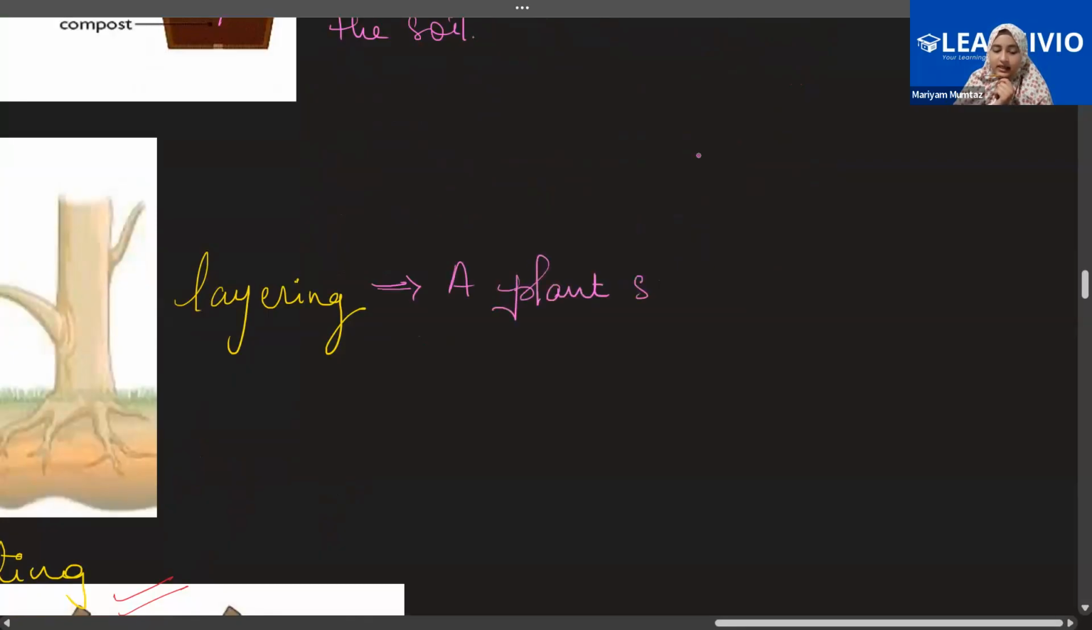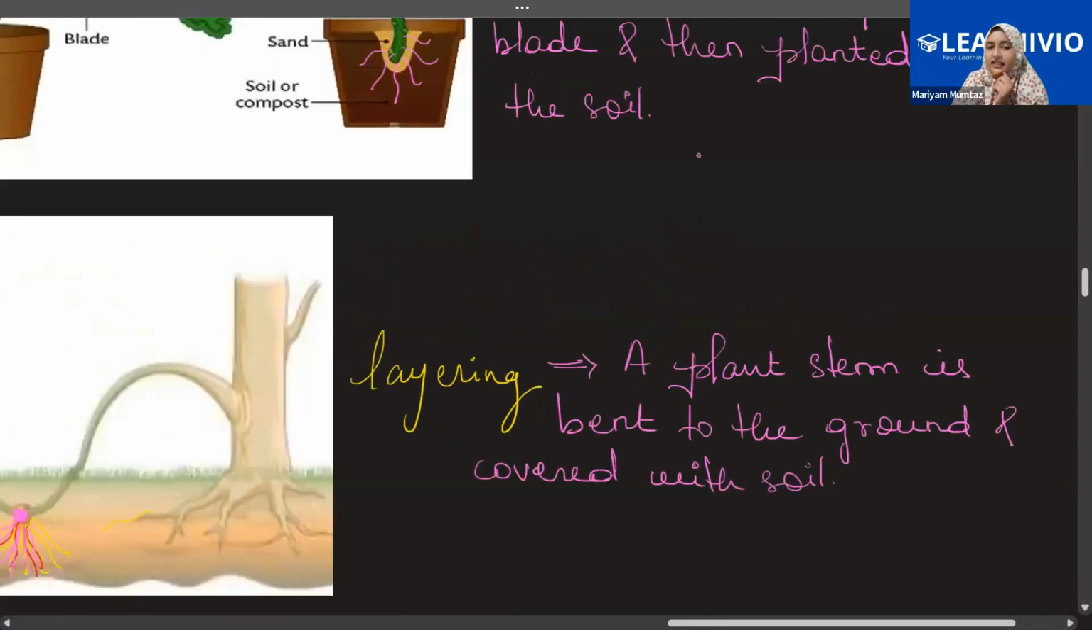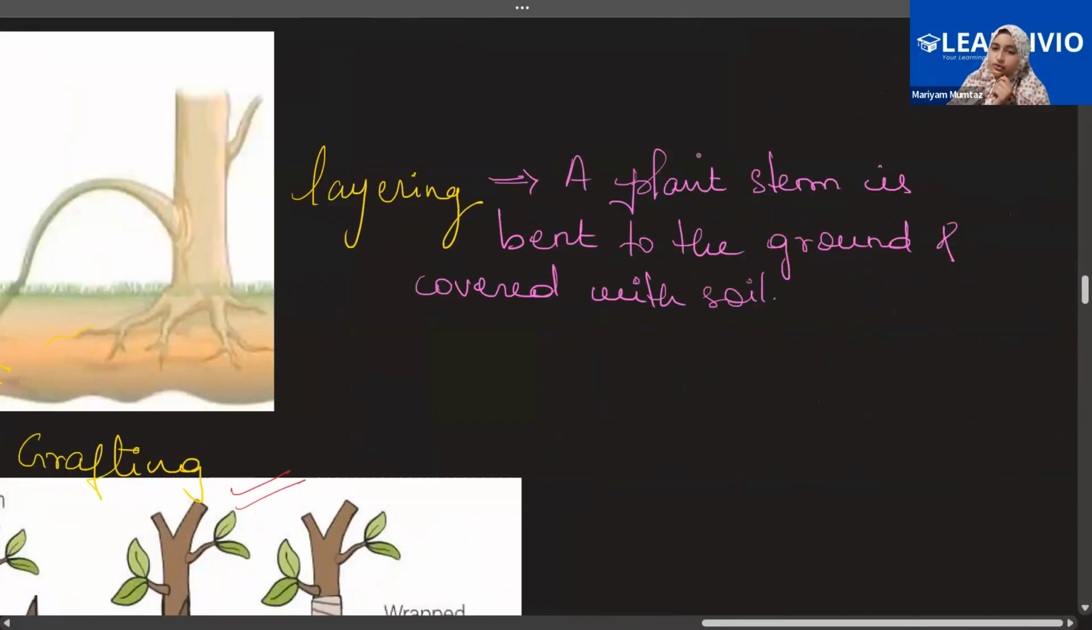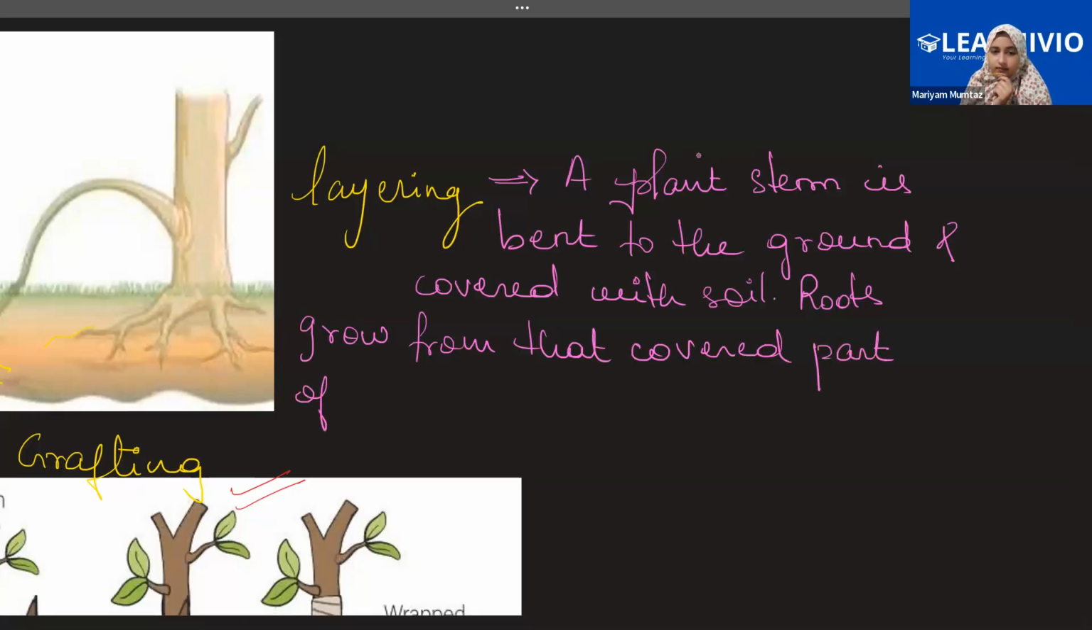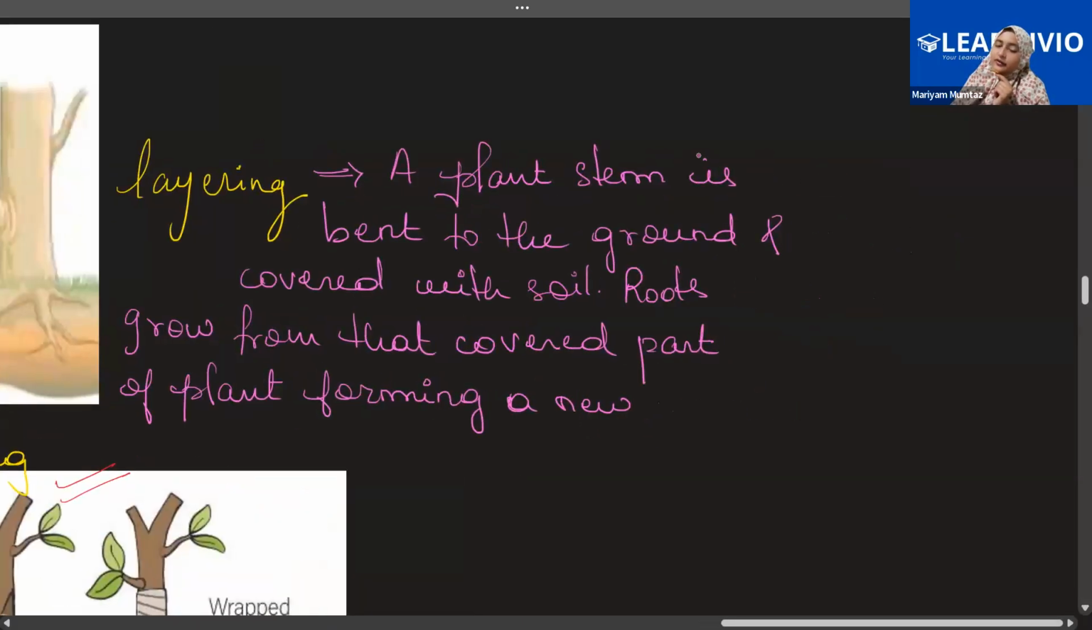Now, in the case of layering, a plant stem is bent to the ground and covered with soil. This is the basic principle. We are bending it, putting it towards the soil, and covering it with the soil, right? Now, roots grow from that covered part of the plant, forming a new plant. In this case, a new plant will be formed. But do you think that plant will be independent or dependent?